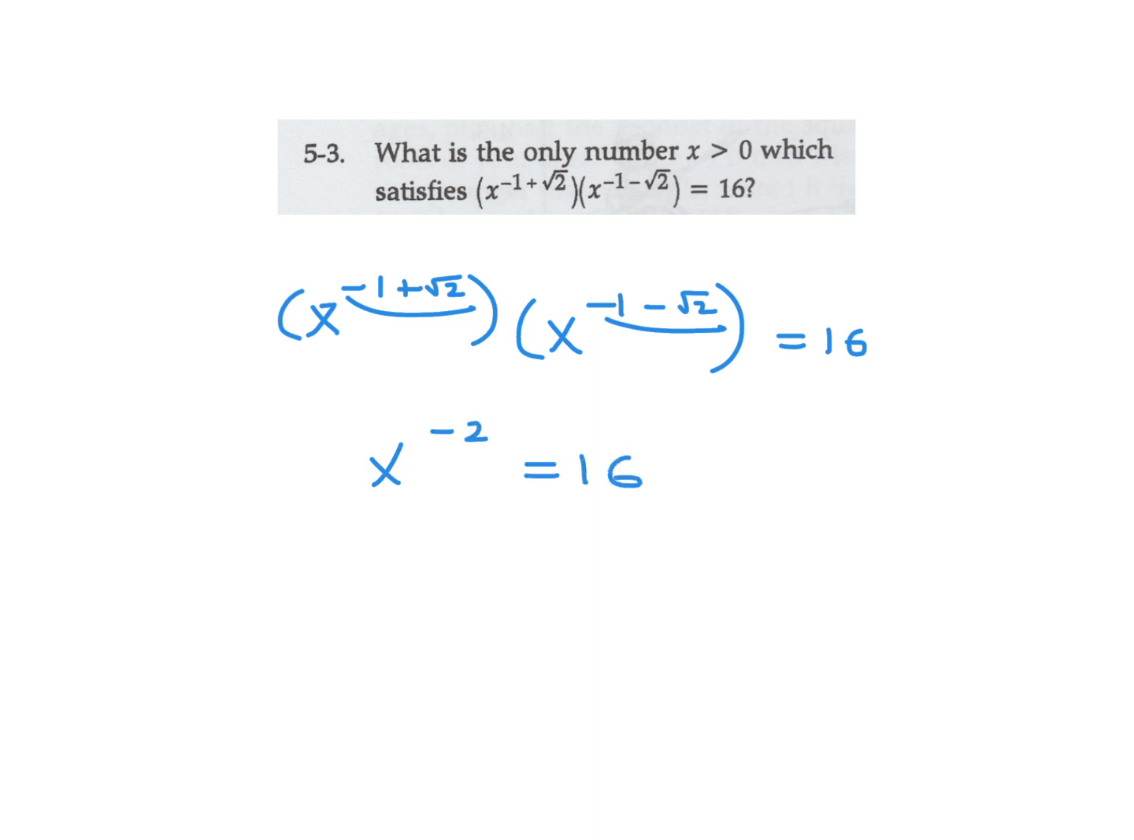Because the roots cancel. So then we have 1 over x squared is 16. So that would mean that 1 over 16 is x squared. And then if you take the square root, you get 1 over 4. And then x is greater than 0, so that is the only one that is valid.